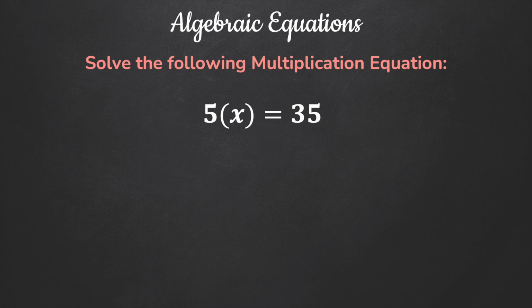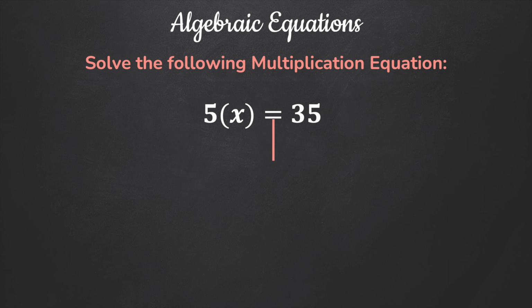Here we have 5 times x is equal to 35. And our goal is to figure out what x is equal to. So 5 times a number is equal to 35, and we want to figure out what that number is equal to. So to start us off, we're going to draw a line straight down from the equal sign so we could see both sides of our equation. We have 5 times x, and then on the other side, we have 35, and they are equal to each other.